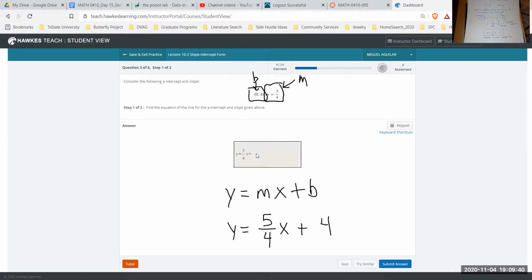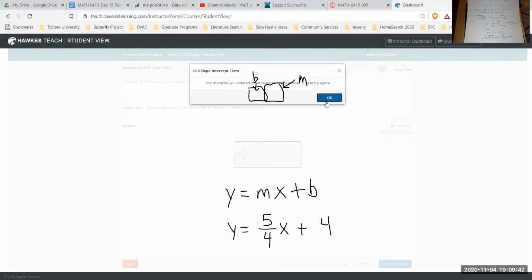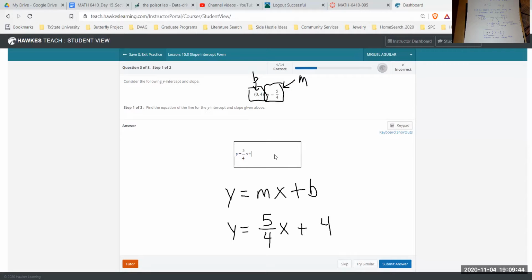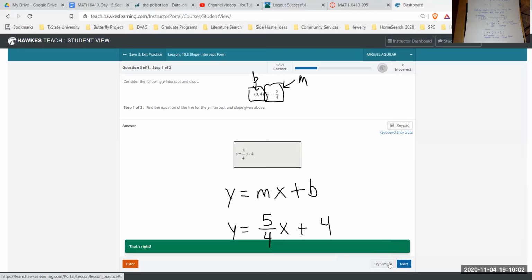x plus b. Is it plus or minus? Well, this one says 0, comma, +4. So you're going to put +4 because it's a +4. If it was a -4, then you would put -4. Good question though. So we're always going to keep the sign of the y-intercept. Yeah.